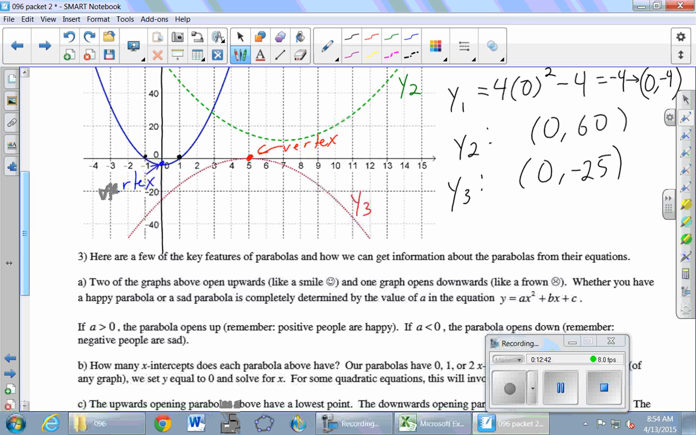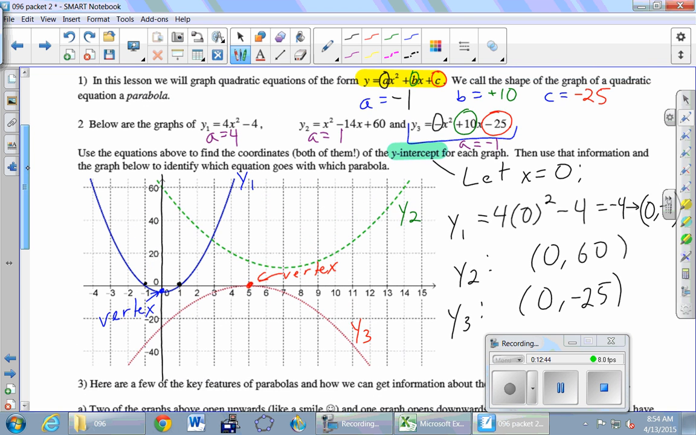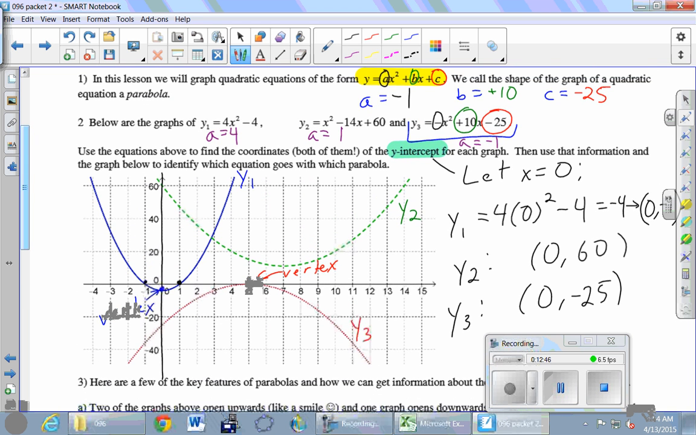And to find the y-coordinate, well, you have the equation up here. Y1 is the equation for the blue. We just found that the x-coordinate is 0, so we can plug that 0 in for the x and get the y-coordinate is -4. And so the vertex apparently is at 0, -4.